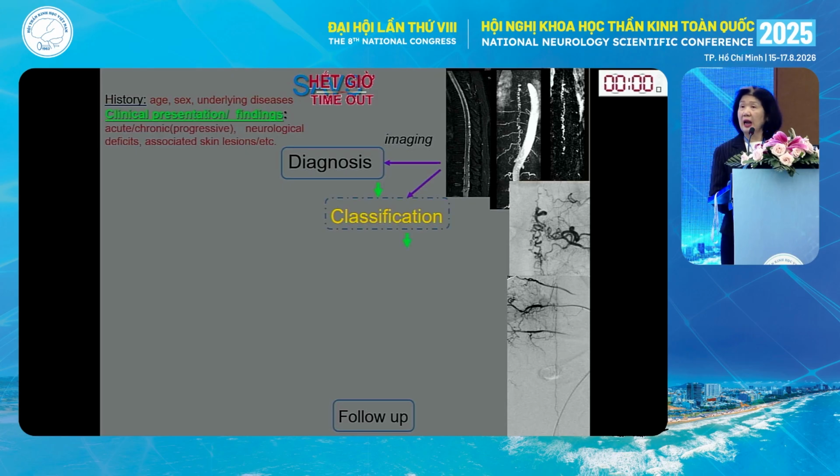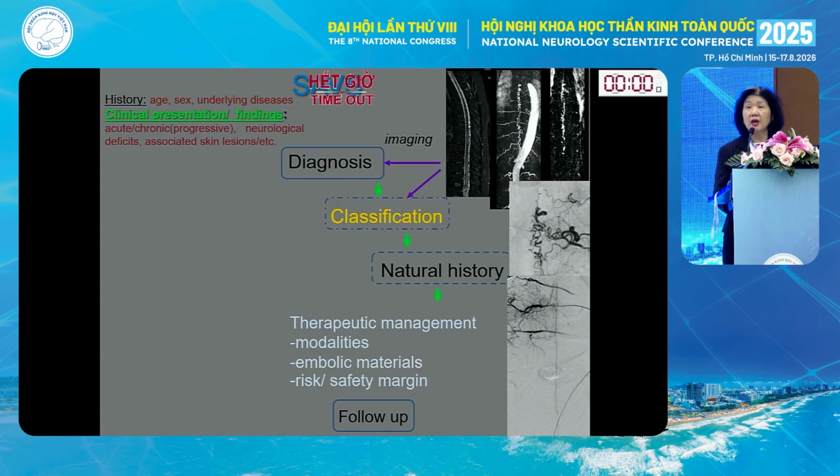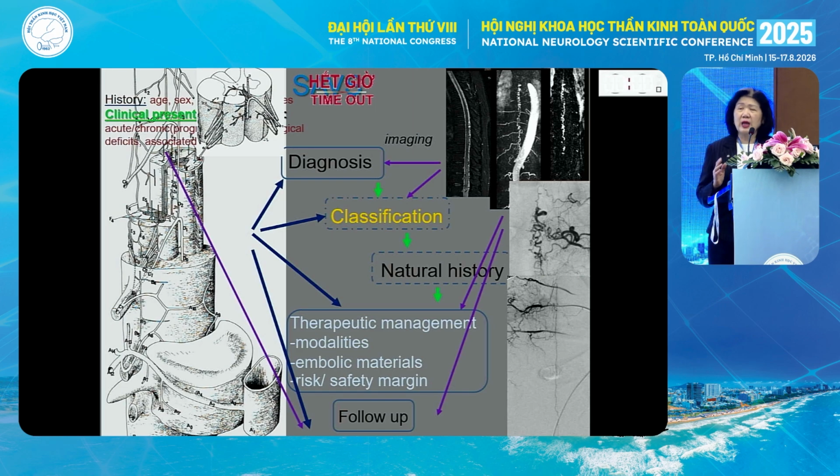And then you know the classification that we talked about in the first slide. You go to the natural history of each disease, and then you put the therapeutic management. For sure, treatment will be there, and follow-up. And you know that spinal angiography contributes in every step of your diagnosis and treatment. Thank you.